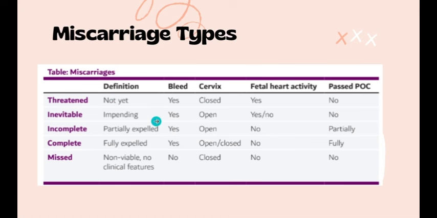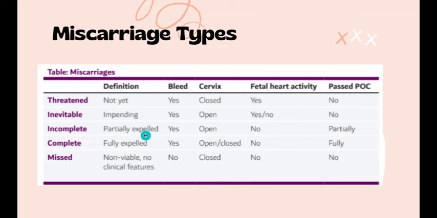An inevitable miscarriage is where the cervical os is open and the fetus may or may not have a heart rate. But because the cervical os is open, unfortunately it's inevitable, as the title says, that a miscarriage will occur. And given that this has just happened, there are no passed products of conception yet.